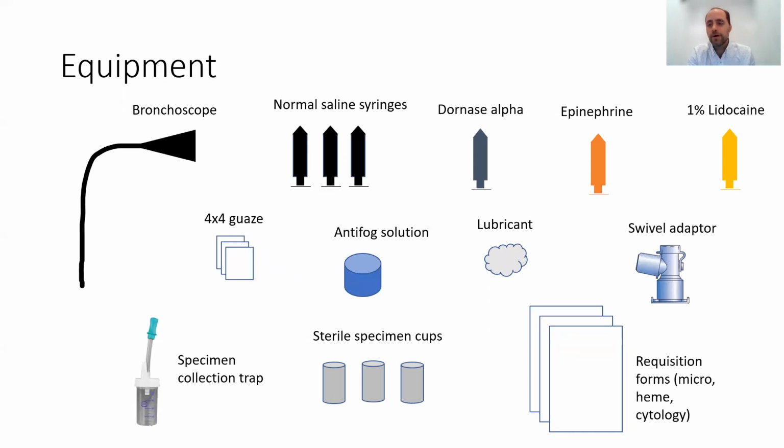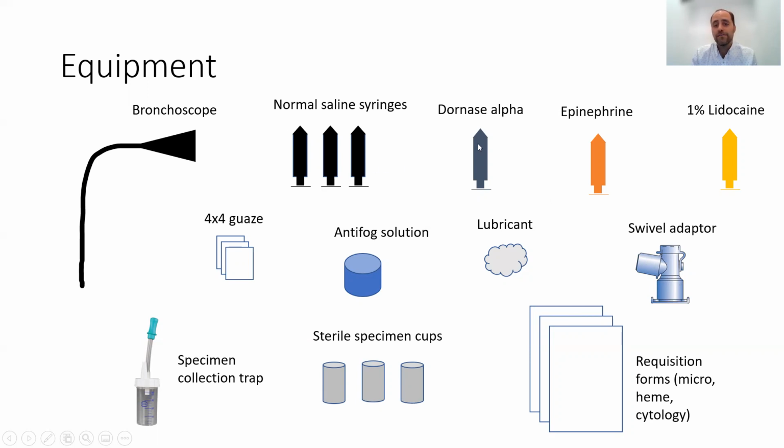Before performing a flexible bronchoscopy, it's important to assemble all of the necessary equipment. These are most of the supplies you will need to get prior to starting your procedure. Obviously, you will need a bronchoscope, and we'll talk about the size of the bronchoscope to select. You'll need normal saline syringes for your bronchoalveolar lavage.